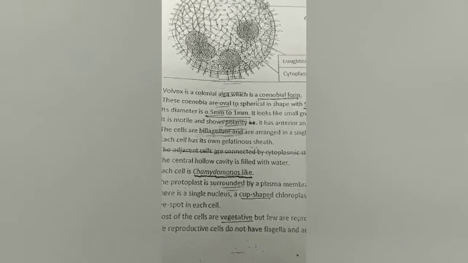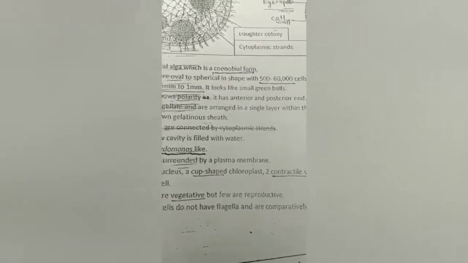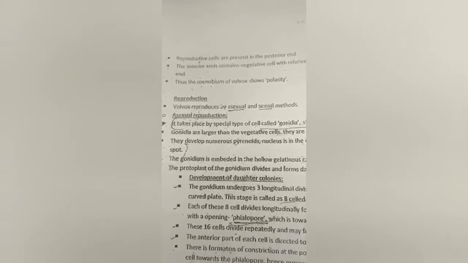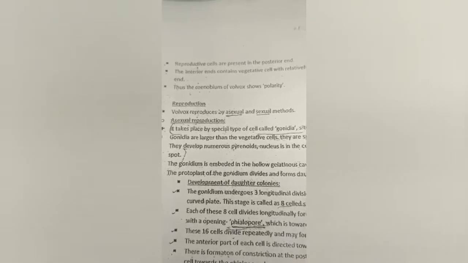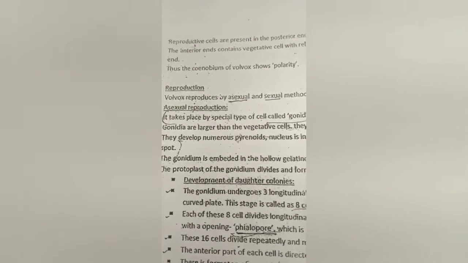Most of the cells are vegetative but a few are reproductive. The reproductive cells do not have flagella and are comparatively larger than vegetative cells. So this line is very important. The reproductive cells are present in the posterior end. The anterior end contains vegetative cells with relatively large eye spots compared to the cells in the posterior end. Thus the coenobium of Volvox shows polarity.